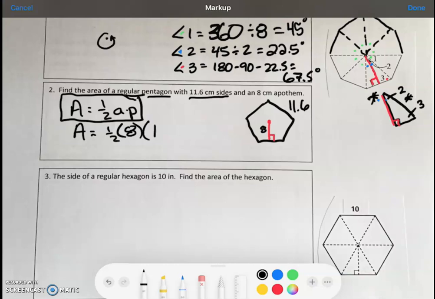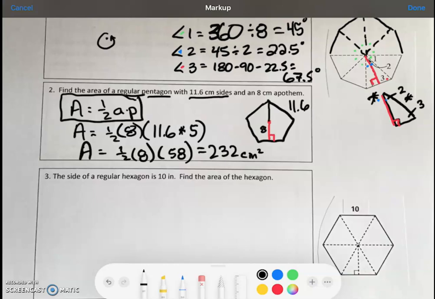and the perimeter is not 11.6, but it's 11.6 times the number of sides. There are 5 of these 11.6. So when I multiply this out, 11.6 times 5 is 58. And then when I multiply all of this out, it's 232 centimeters squared is the area of this pentagon, which is made up of 5 triangles, all with this apothem as the height, and then the base would be the perimeter.